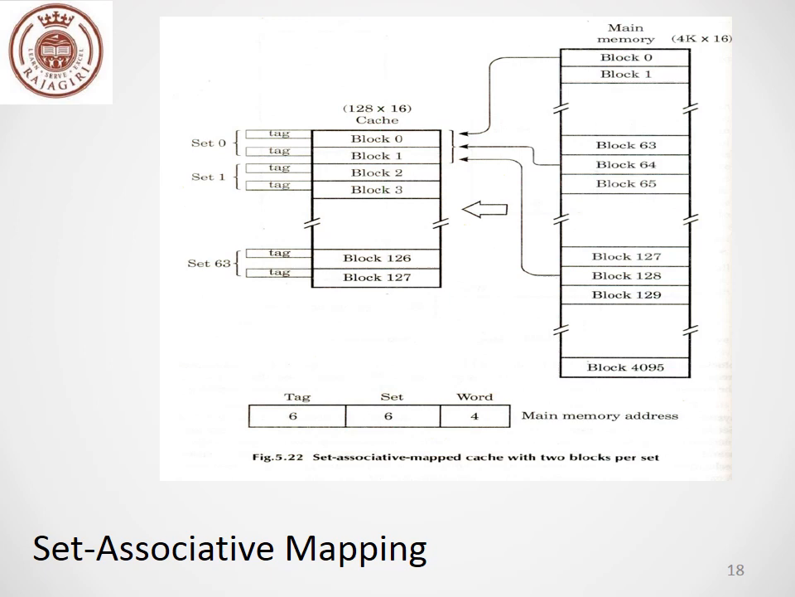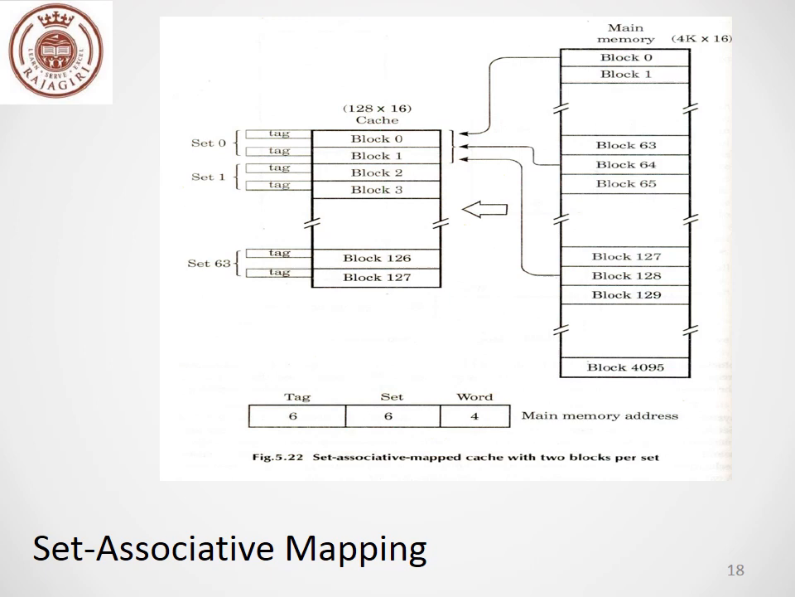Now if again block 128 also wants to come in, and if block 0 and block 1 are filled, then there is an issue of contention. So compared to direct mapping, it is more flexible. That is the advantage here. And also if you want to search for a block, you don't have to search through the full cache.